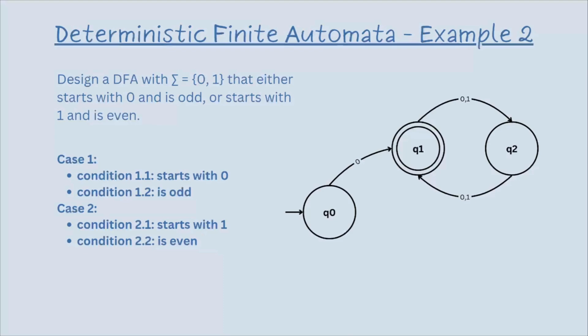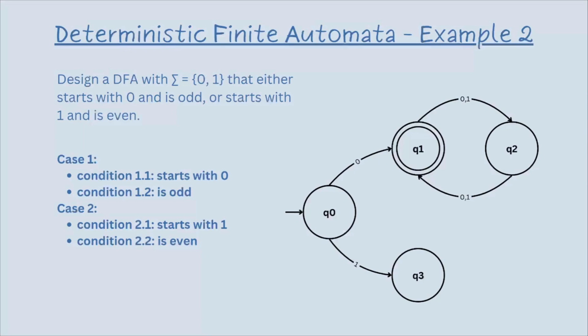Now for case 2, the string starts with 1. So let's just do the same thing, but this time reading a 1. And we move to a new state, Q3. Now you'll see that Q3 is not an accept state. The reason for that is because of condition 2.2, which is that the string must be even. Q3 represents an odd string as well, similar to Q1. So for a string to be accepted in case 2, it needs to be even. Therefore, you can't accept it on the first character you read, but you can accept it on the second character since 2 is an even number.